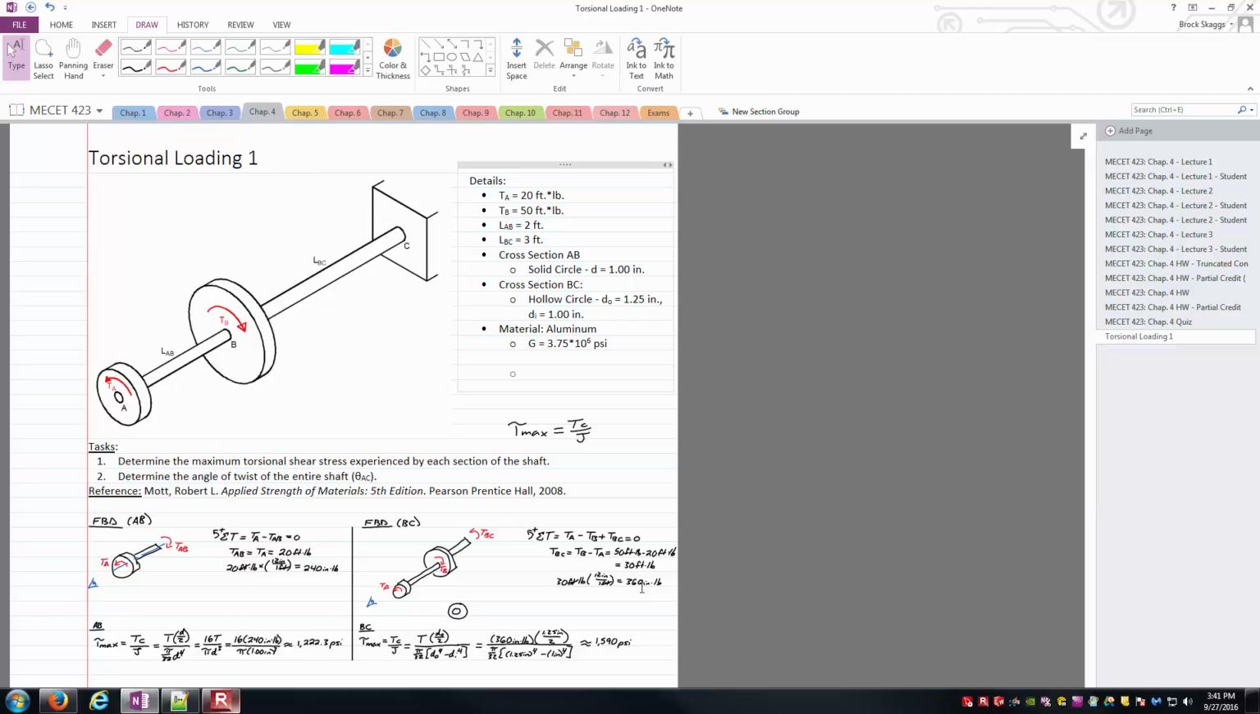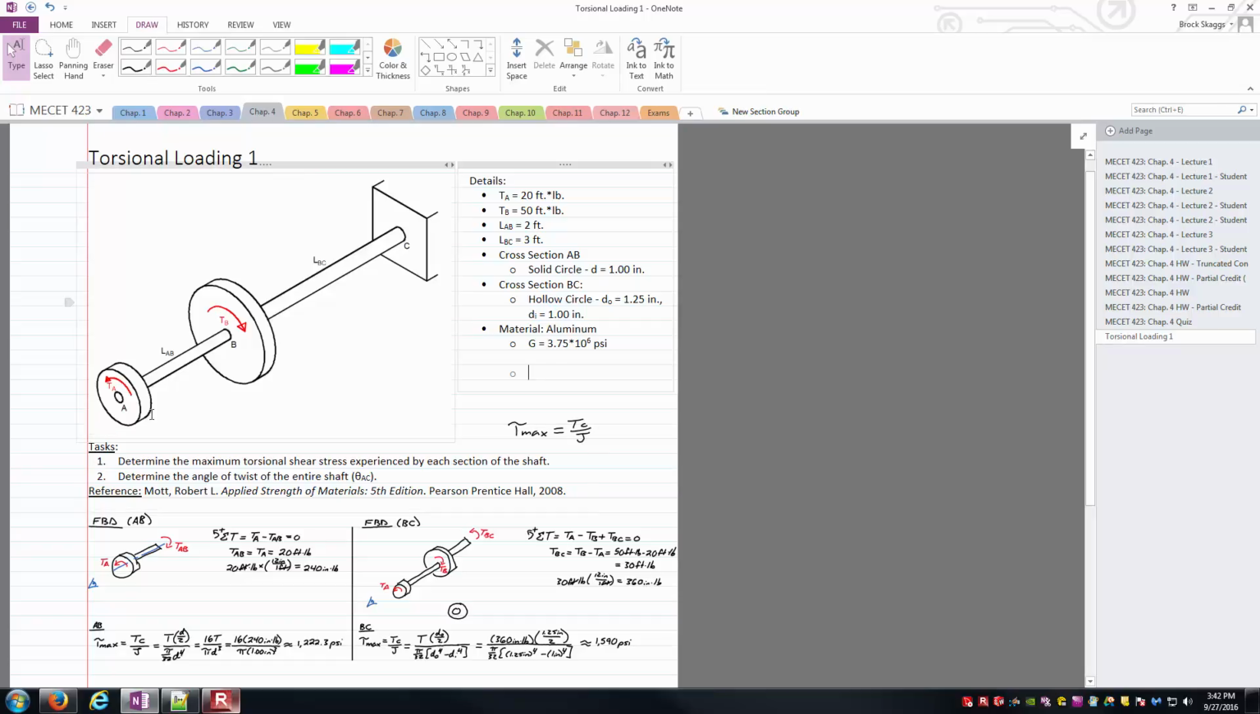We were using those in order to calculate the maximum torsional shear stress in each shaft, where we were using this tau max is equal to TC over J equation. It's also associated with task 1. The second part of the problem was, okay, now that I know the shear stresses, can I determine the angle of twist of the entire shaft?